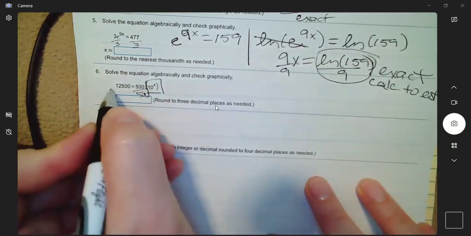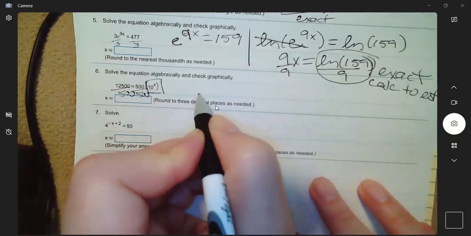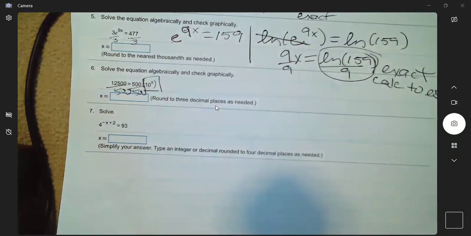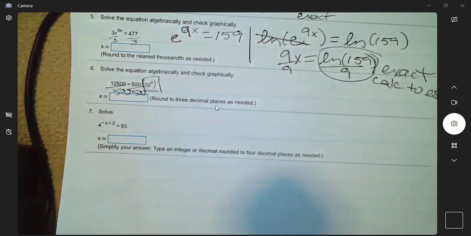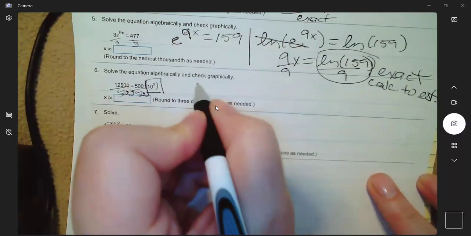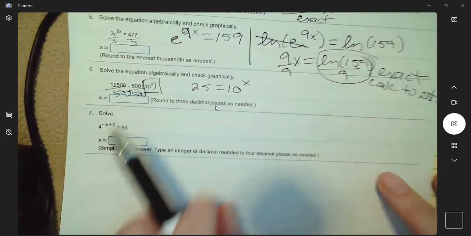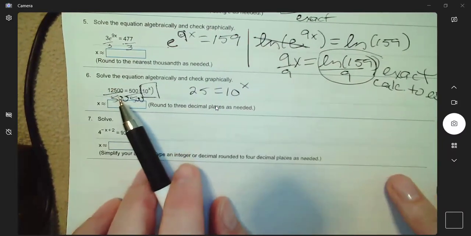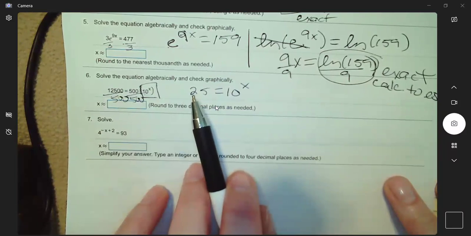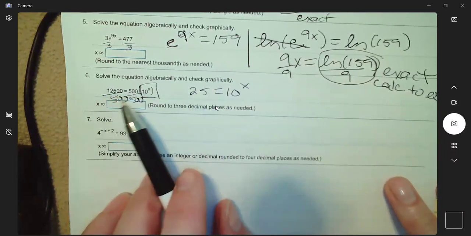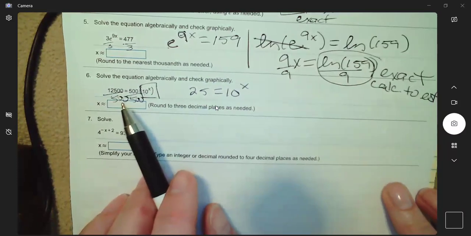Okay, so this happens a lot in those financial applications. 12,500 divided by 500. I don't trust my brain to do this, so it's 25. So when I divide this side, that's going to be 25 equals 10 to the x. Again, I was able to use my calculator here because it came out exactly 25. I wouldn't want to use my calculator if I ended up having to round off.